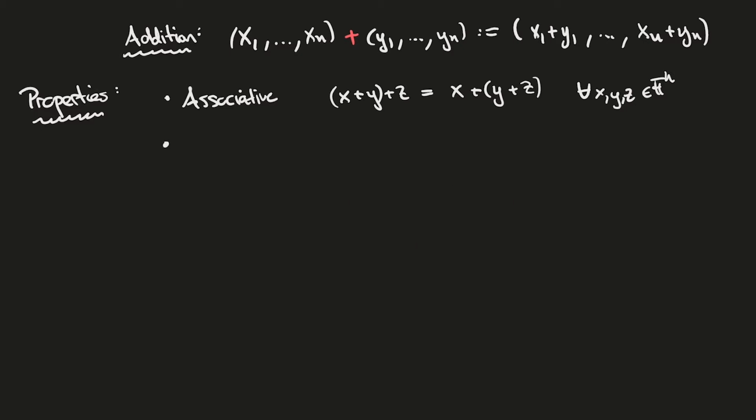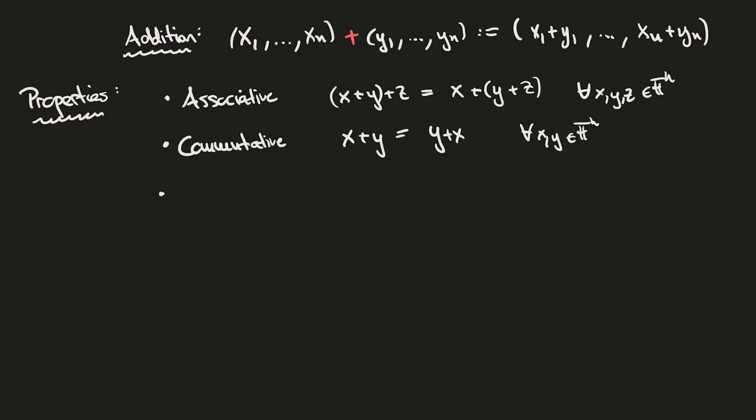Second, the addition in Fn is commutative, which means that x plus y is equal to y plus x for all x and y in Fn. And we saw a proof of this in the last video.